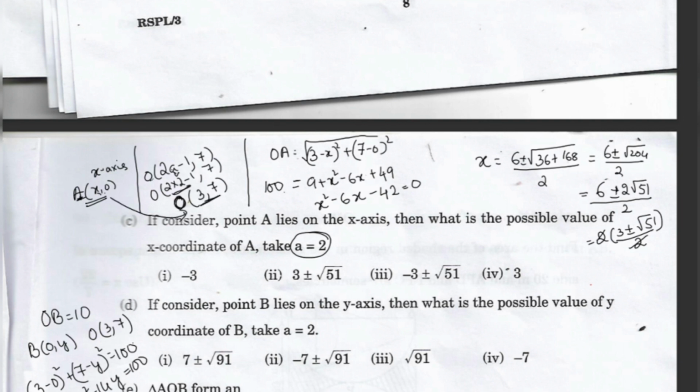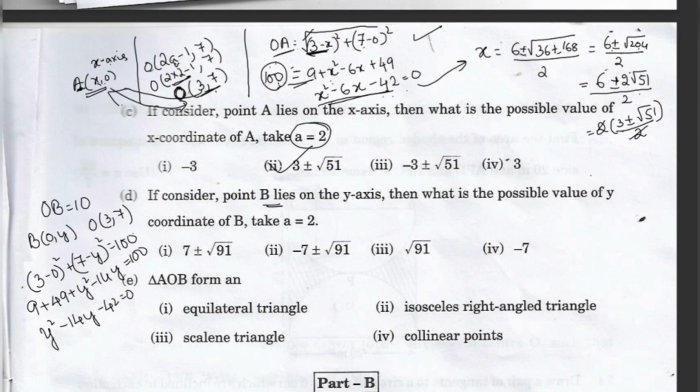Now use the distance formula between these two. OA is 10, so I have squared it to get rid of the square root. It becomes 100 equals (3 minus x) whole square plus (7 minus 0) whole square. After solving, you come up to a quadratic equation. To avoid time consumption, directly use the formula, minus b plus or minus square root of b square minus 4ac. So the final answer you get is 3 plus or minus 51.